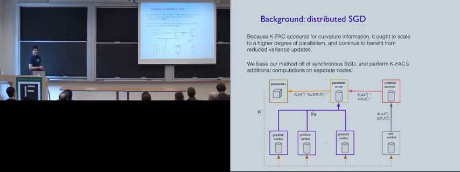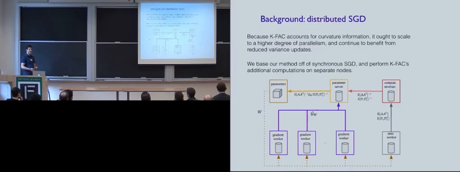And so what Jimmy developed is a distributed version of the algorithm. We basically do the same thing as synchronous SGD. We have a parameter server that stores the parameters. It sends the parameters to a bunch of worker nodes that compute gradients and send them back to the parameter server to be averaged. But then we can also take the extra computations that are done by the KFAC algorithm.